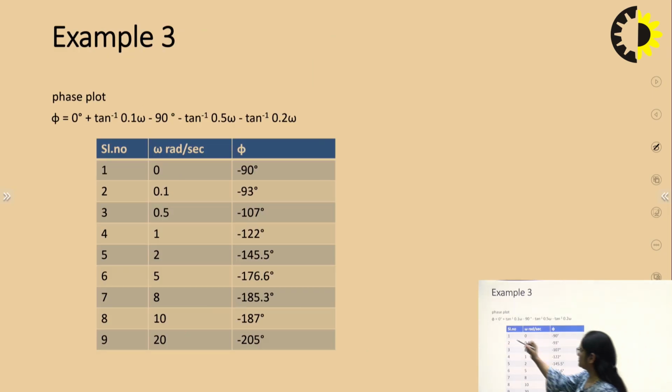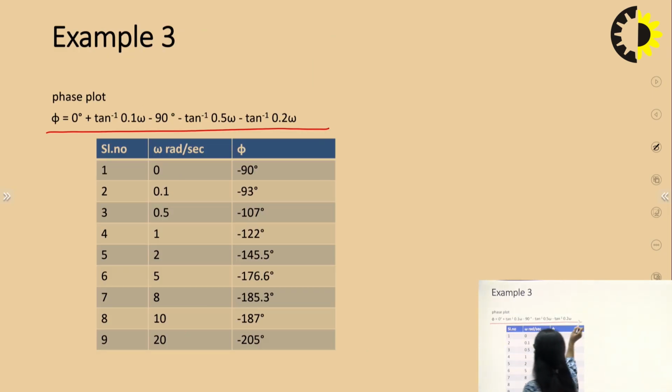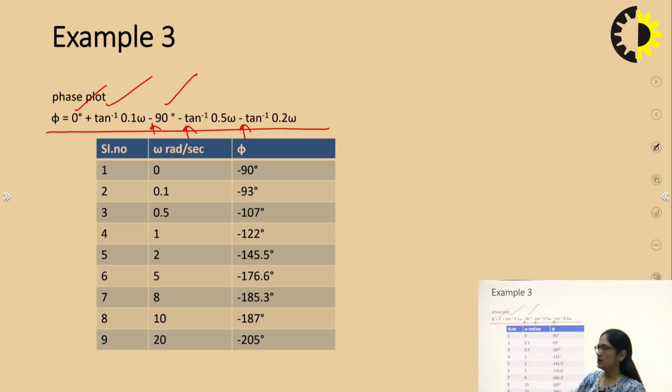Regarding the phase, the expression can be written as, for the constant factor it is 0 degree. This is for the simple 0. This is the pole at origin. The minus sign here indicates that the term has come from the denominator to the numerator. Therefore, this angle is being subtracted, whereas in these two cases, you can see that there is an addition of the angle.